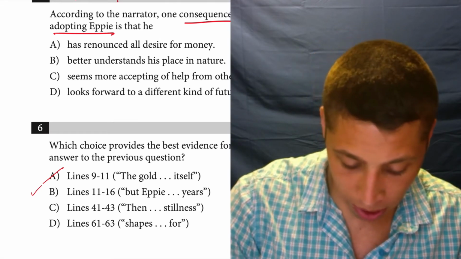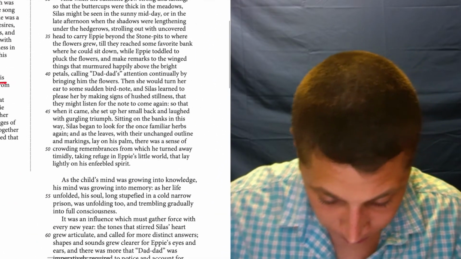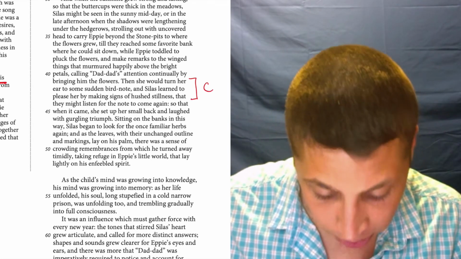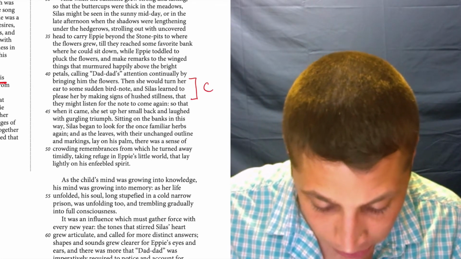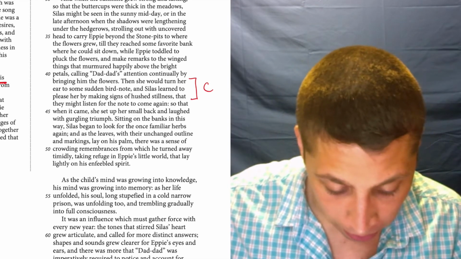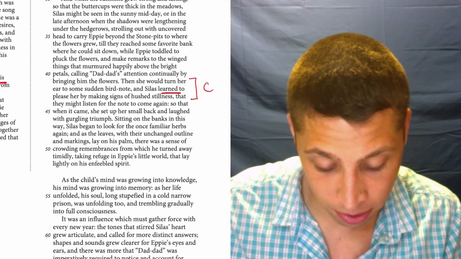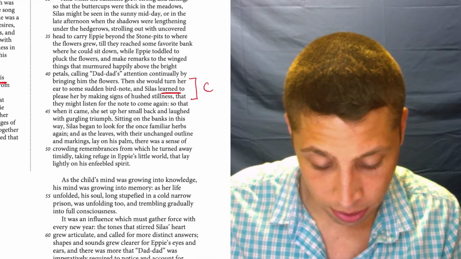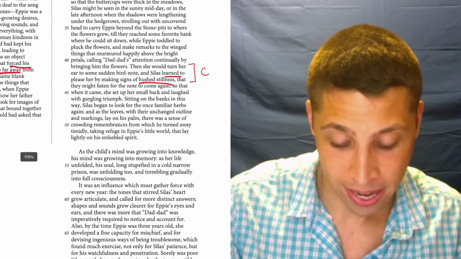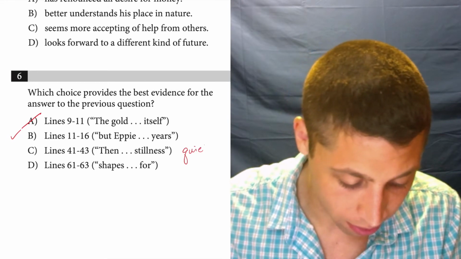We really don't know yet if that's the only possible answer. So 41 to 43 gets us over here. And let's see. Then she would turn her ear to some sudden bird note, and Silas learned to please her by making signs of hushed stillness. Okay, so maybe a consequence is that he learned something and he was quiet? I don't know. This one seems weird, but I guess I can make it fit, so I'm going to write something about being quiet.